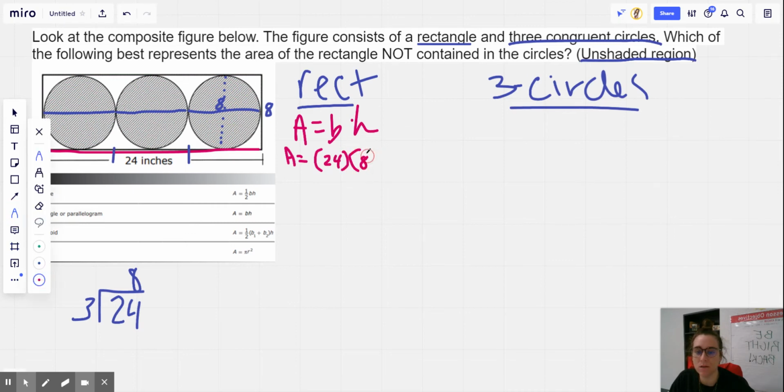So now our rectangle base is 24, height is 8. We're just going to multiply those together and you will get 192 inches squared.